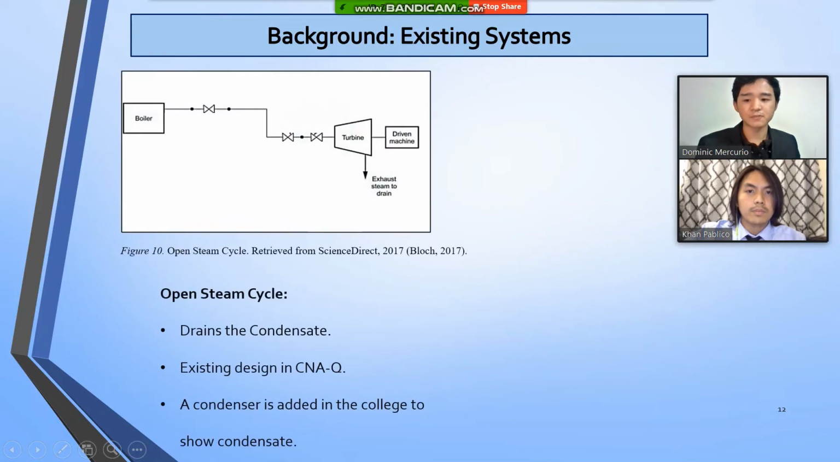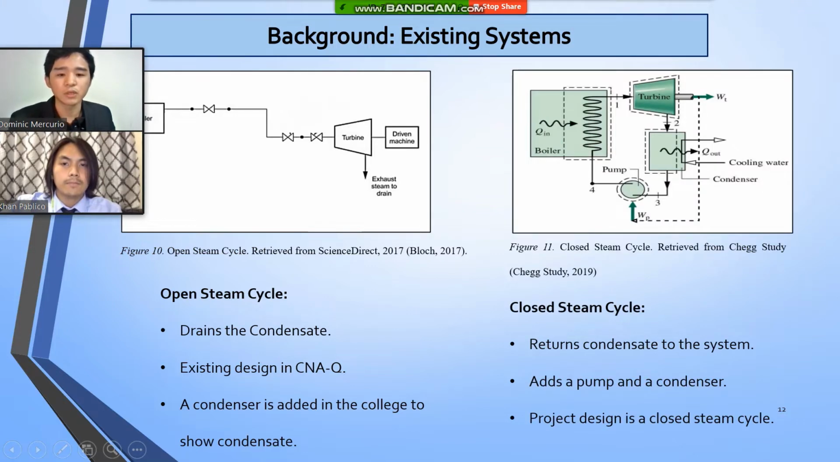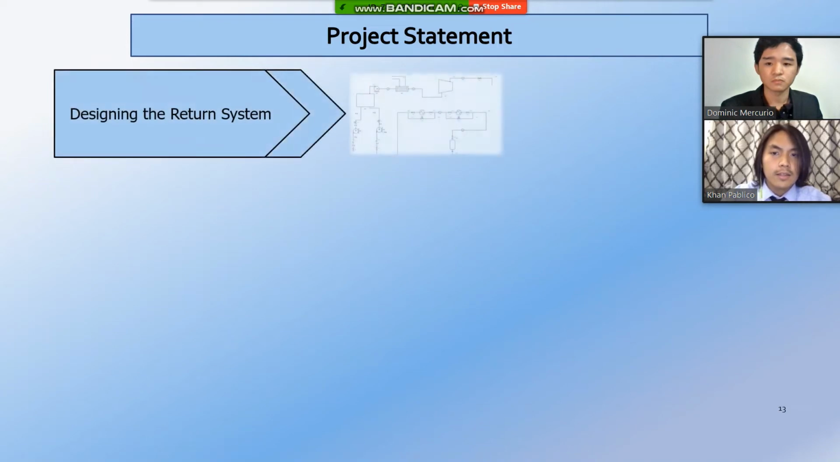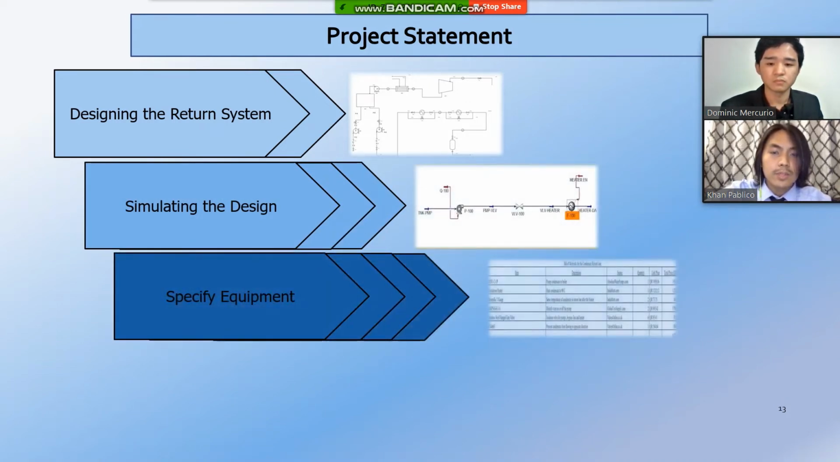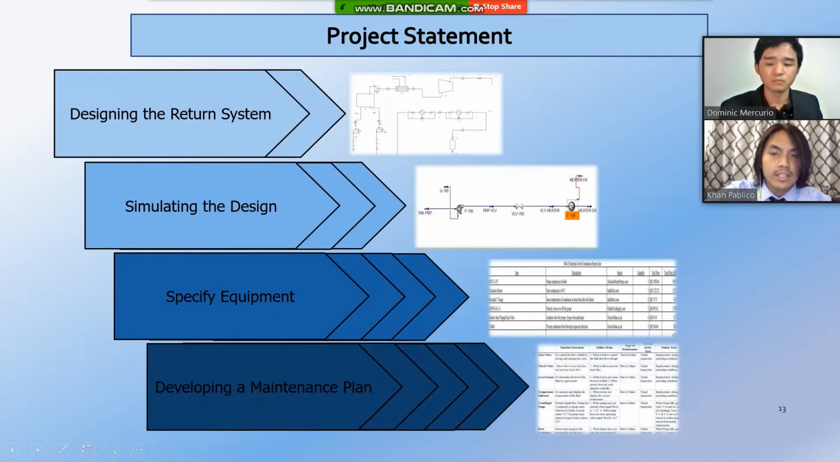For the existing systems, right now the boiler, as mentioned, runs on an open steam cycle. Our aim is to turn this open steam cycle into a closed steam cycle by adding a condenser and a pump. For our project statement, our project consists of four major parts. The first one is to design the return system using sketches. The second is to simulate the design. Third is to specify the equipment that we would use. And lastly, we would provide a maintenance plan for the design project.